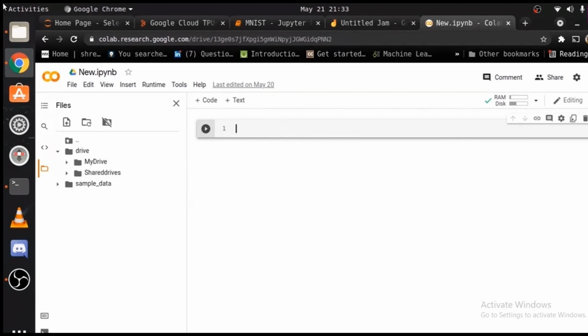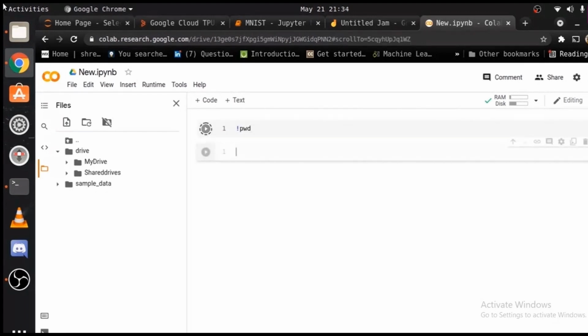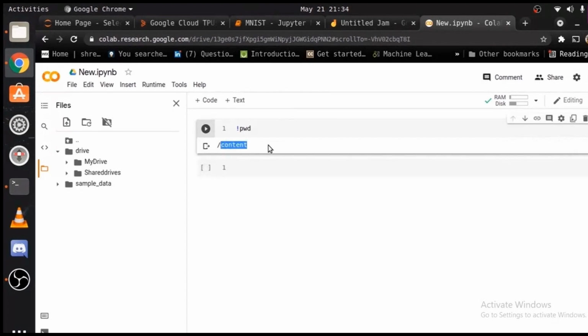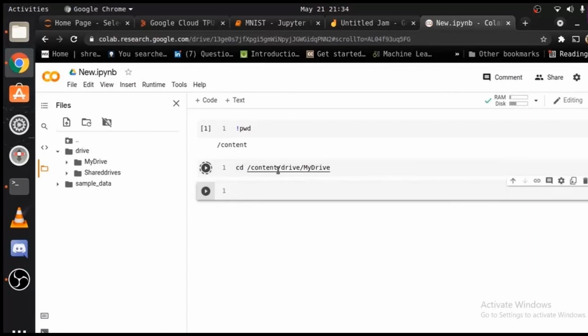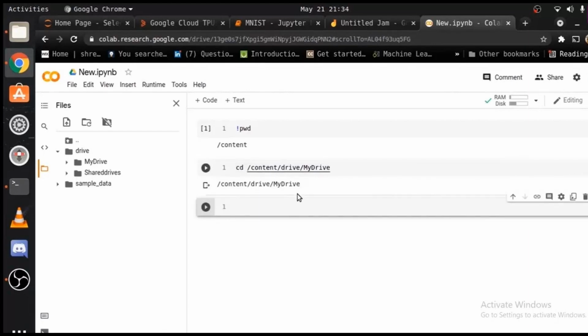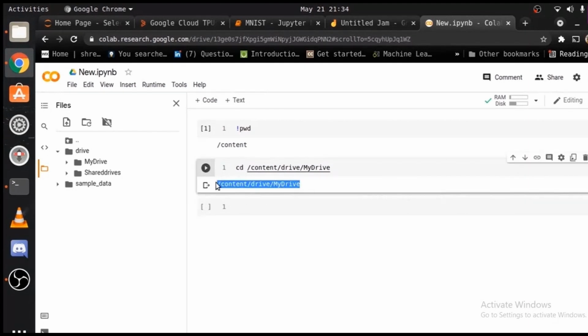Now if I run, let's say, pwd, it says content. All my drive things will be saved in this My Drive option. So what I can do is copy the path and then go into the path. Now I am inside here, and I can run everything. All the data is in this part, so we can use all the data here. So this is basically Google Colab.